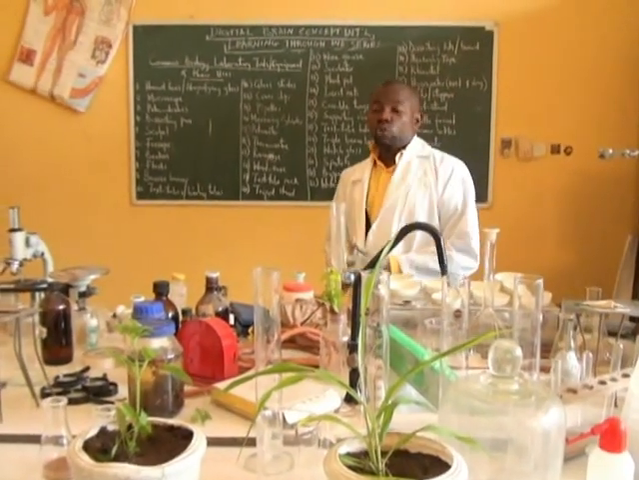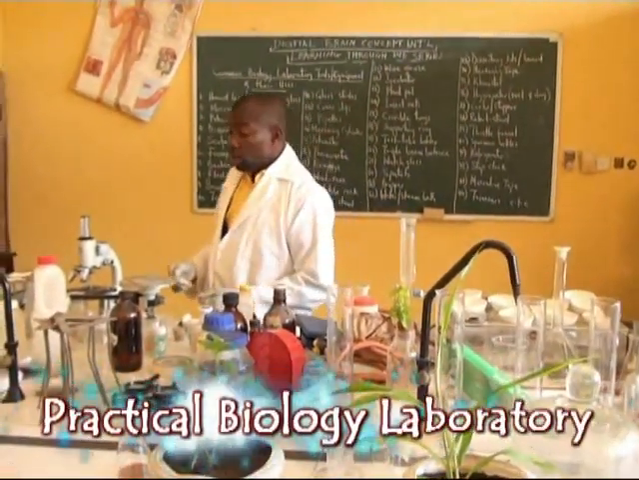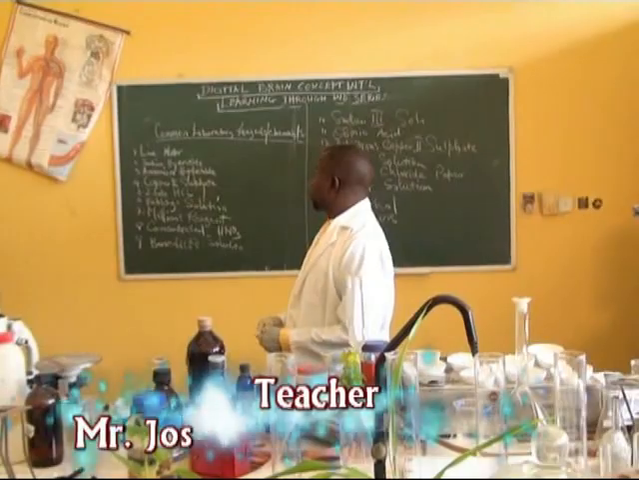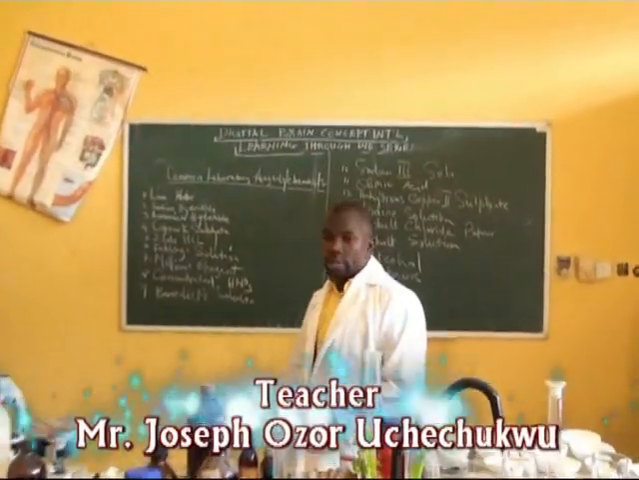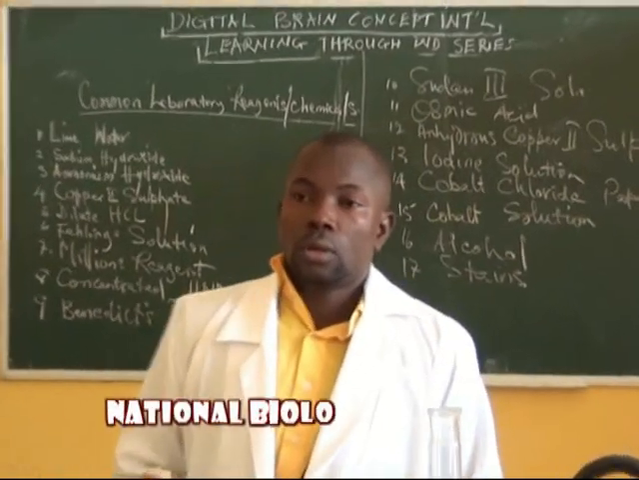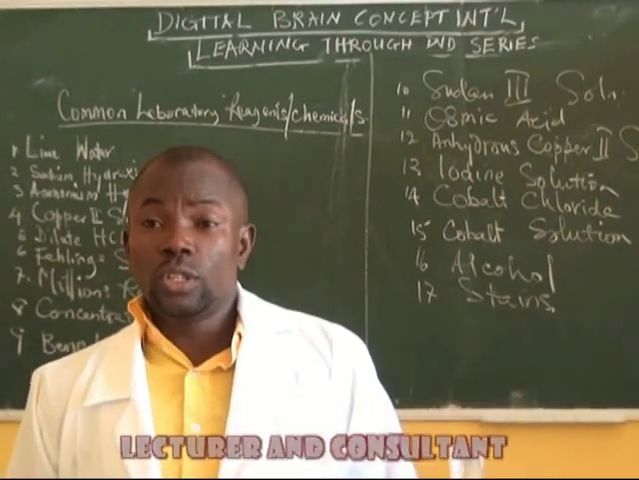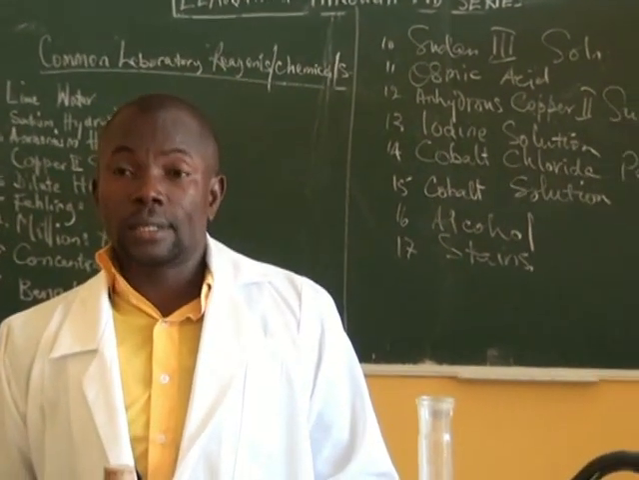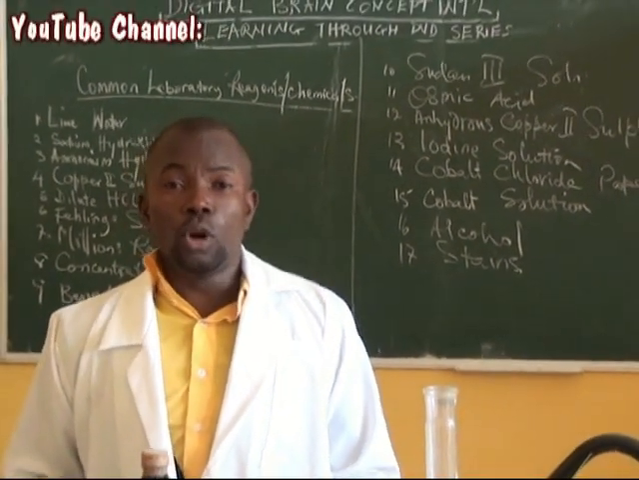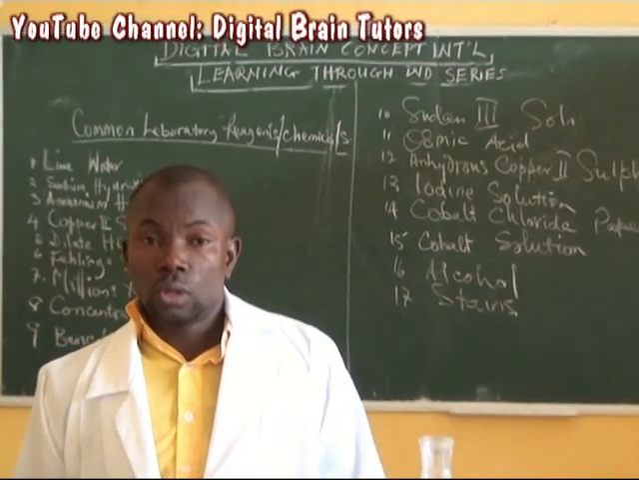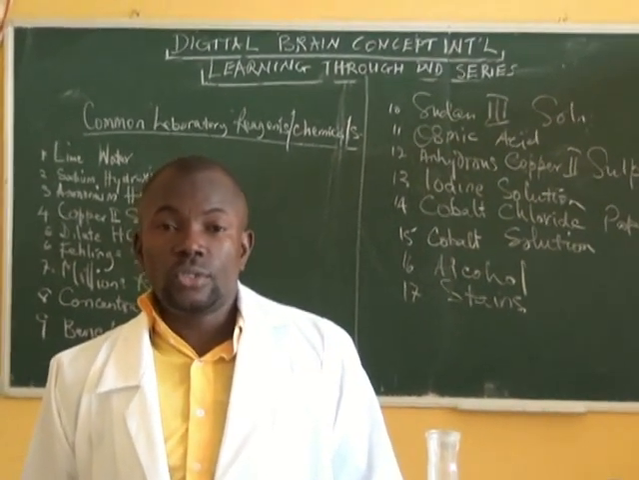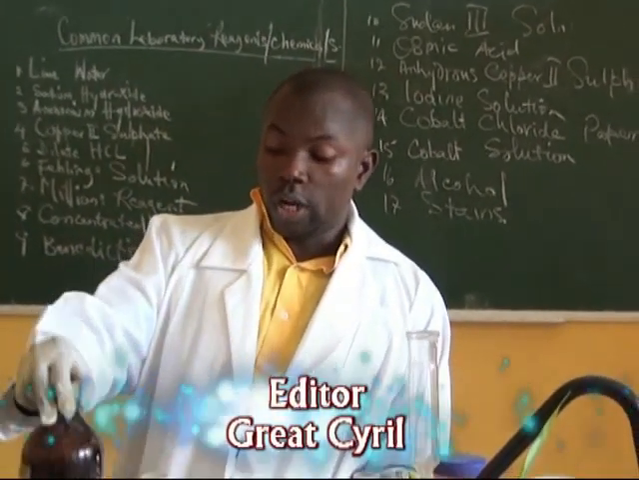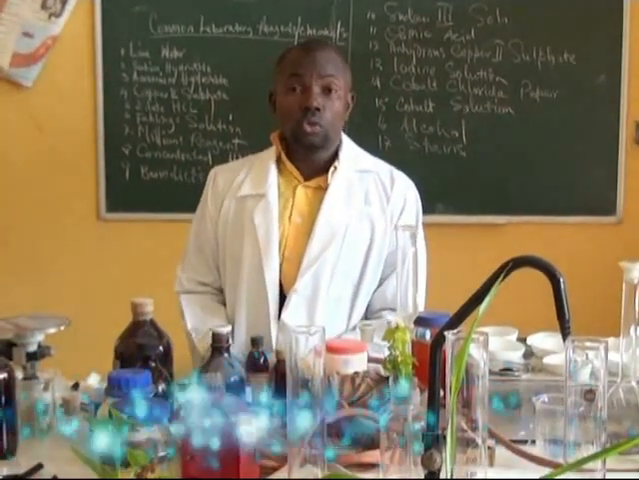And we shall move to the next stage. You can see the list of the common laboratory reagents and chemicals. Practical biology has to do with chemicals and reagents. And the chemicals or the reagents we use in the lab enable us to do analysis and get good results that will enable us to come to a reasonable conclusion during experiments.